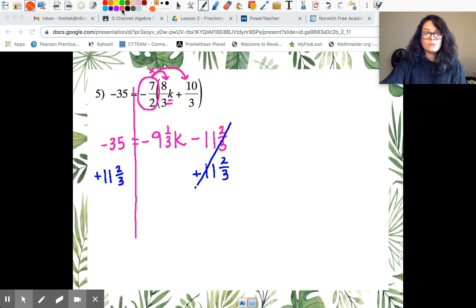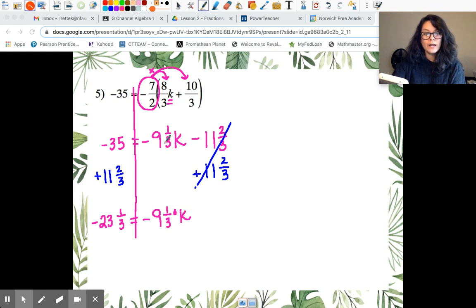To do this, I'm just going to use my calculator. Negative 35 plus, and then to do that mixed number, I'm going to type the whole number first, 11, ABC 2, ABC 3, and I get another mixed number. It's going to give me negative 23 1/3 equals negative 9 1/3 times k.